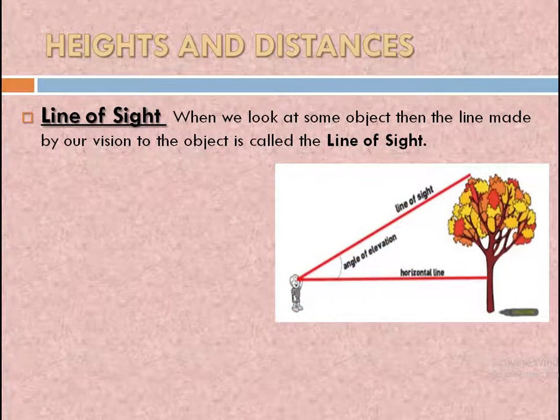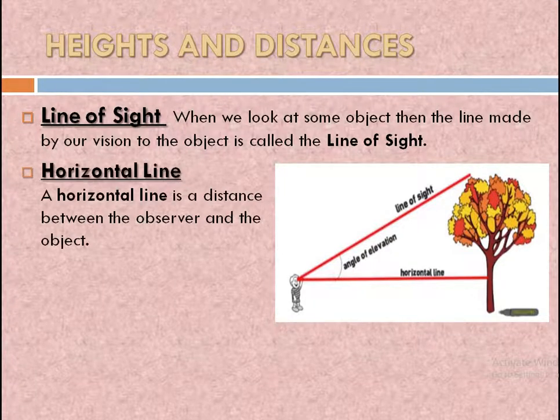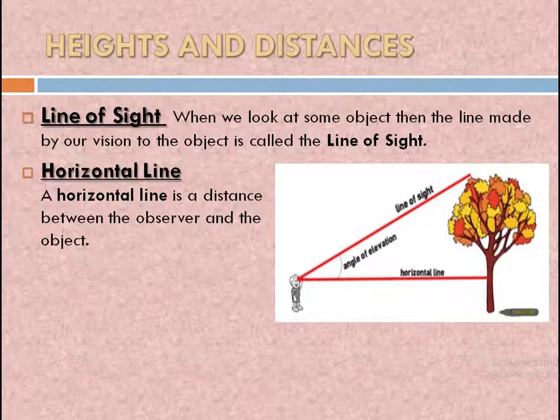Let's see the figure. Here the observer is looking at the top of the tree, and in the figure you can see the line of sight. Okay students. Now next, horizontal line. A horizontal line is a distance between the observer and the object. Here in the figure you can see the horizontal line.